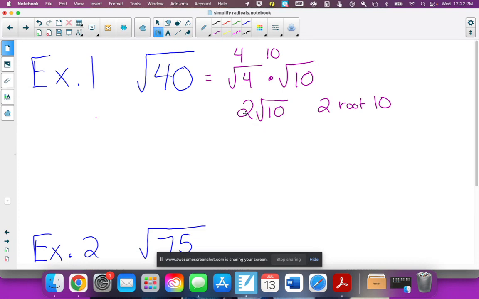So this is really 2 times the square root of 10. And that is the simplified version of the square root of 40. It cannot go down any further, because if you put it in the calculator, you're going to get a decimal. We don't want decimals. We want exact answers.